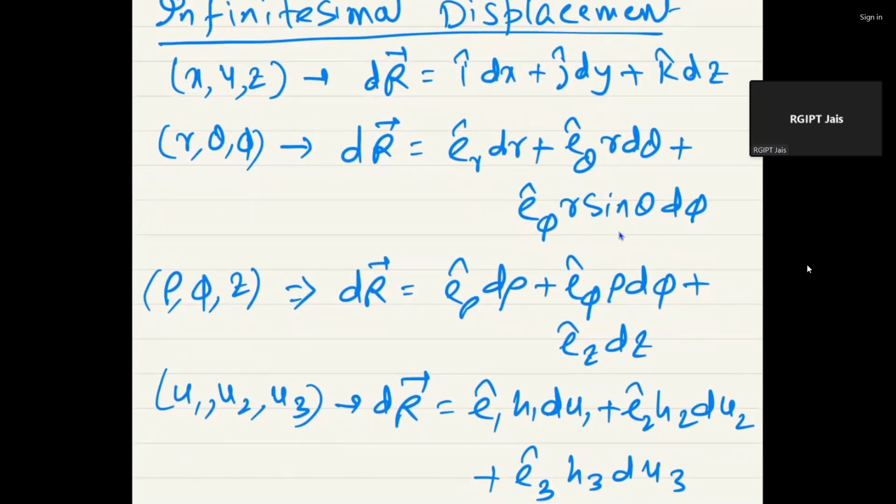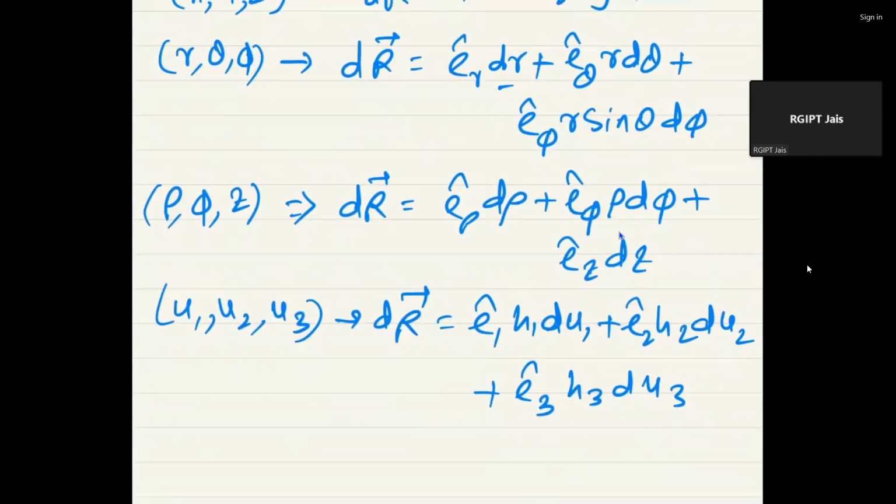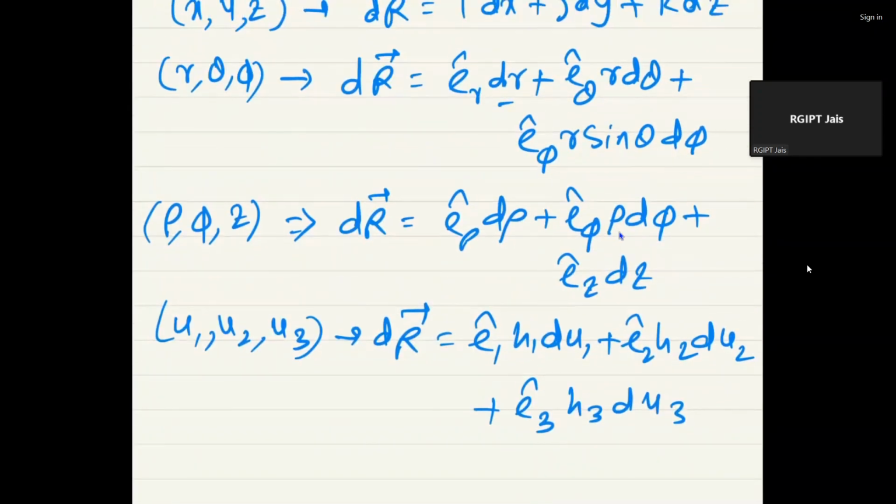Okay. So as you can see, all these are composed of these unit vectors and their infinitesimal displacements dr, d theta, d phi along the defined directions. The only thing is the scale factors are different in all these formulas. The formulas for H1, H2, H3 are different, and those values you have to remember. Similarly, we can write the expression for this operator also.